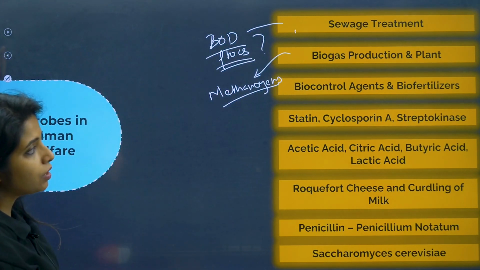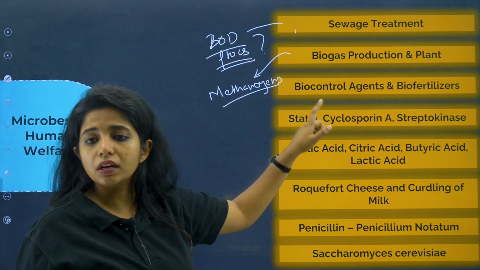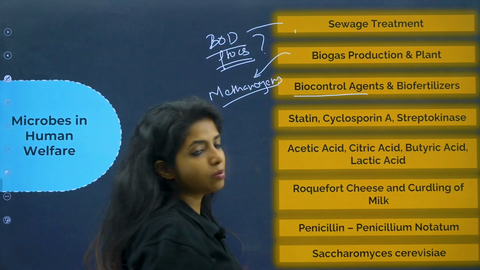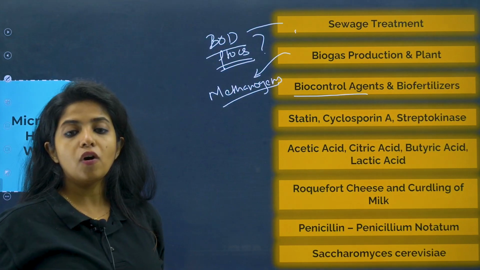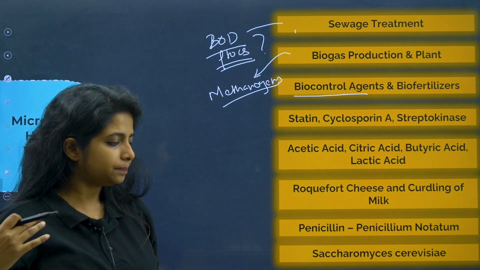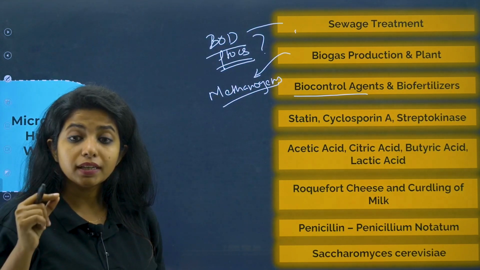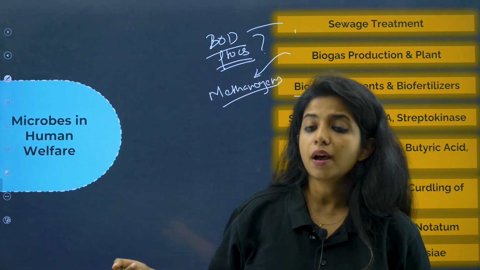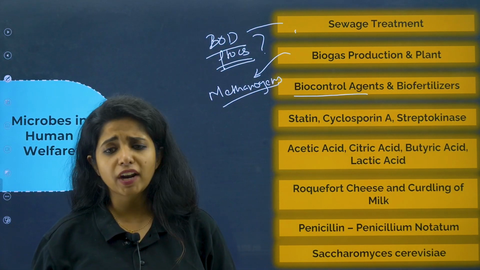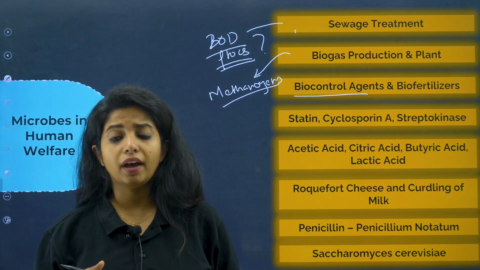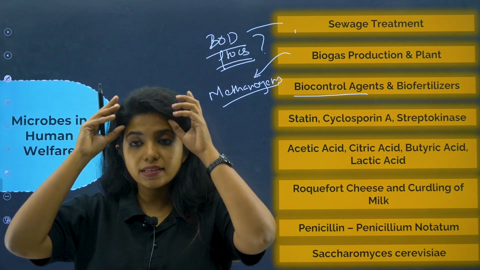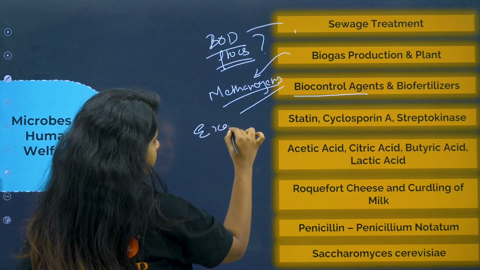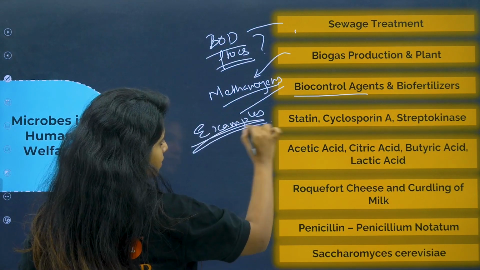Now biocontrol agents and biofertilizers. All the tiniest examples of biocontrol agents, my dear children, whether it be Trichoderma polysporum or ladybird or dragonfly, all the things that are given in your NCERT as biocontrol agents, you should remember. Similarly for biofertilizers as well: Nostoc, Anabaena, all the cyanobacteria that act as biofertilizers in your NCERT. So I am just writing examples, just know the examples of each.